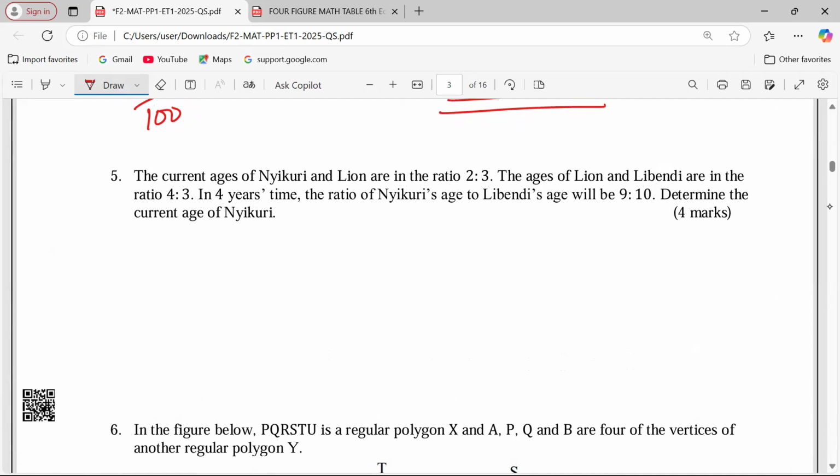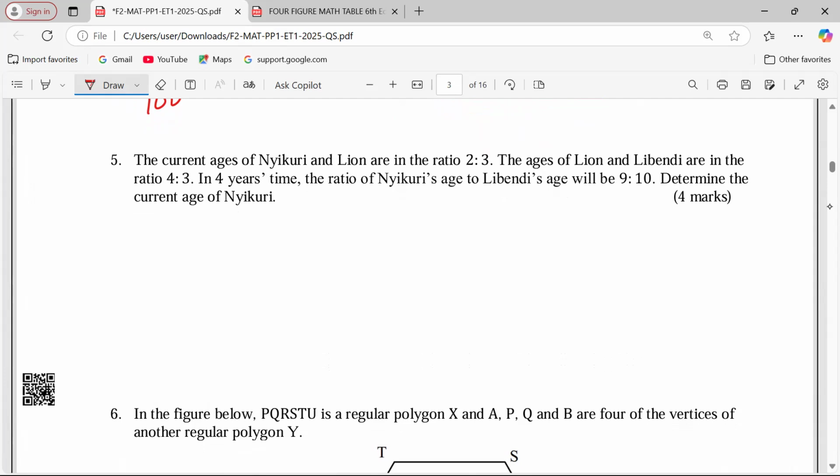All right. The ages of Leon and Libendi are in the ratio 4:3. In 4 years' time, the ratio of Nyikuri's age to Libendi's age will be 9:10. Now determine the current age of Nyikuri. Let's first combine these ratios and say we are having Nyikuri here, then there is Leon, then there is Libendi, whereby Libendi can use another letter like B.